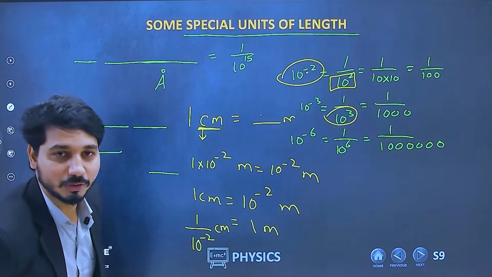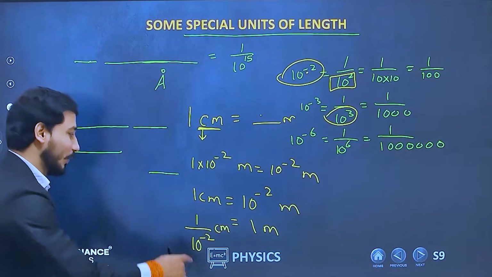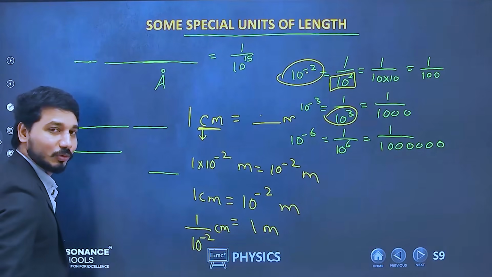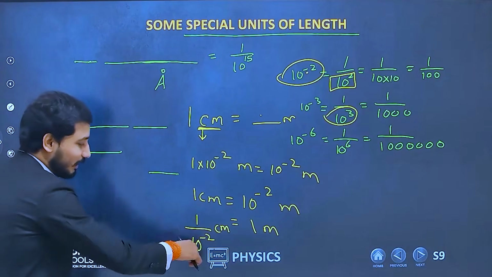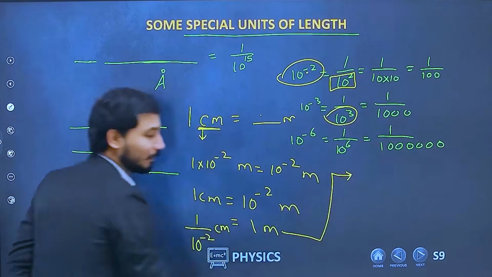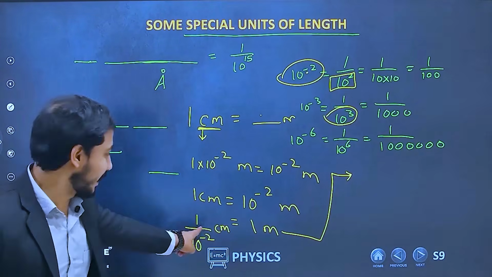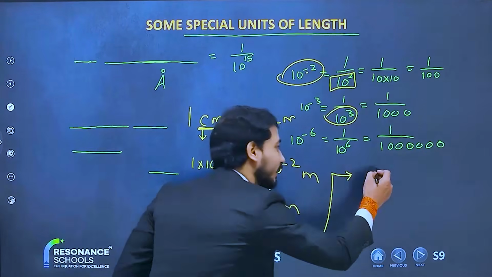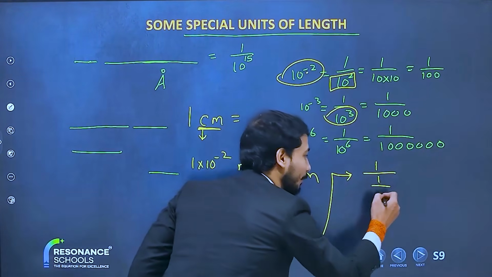Yes or no? Right? Now we know that it is 10 to the power minus 2, so again it is in the denominator. Now see the next step. Next step is over here. 1 by 10 to the power minus 2 means 1 by 1 upon 10 to the power 2.